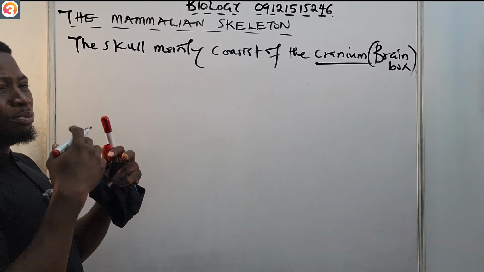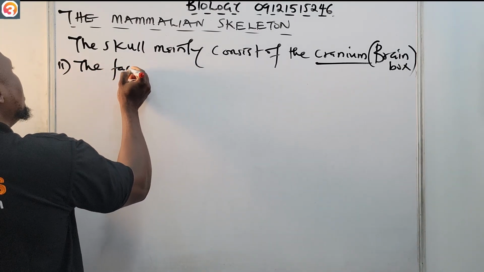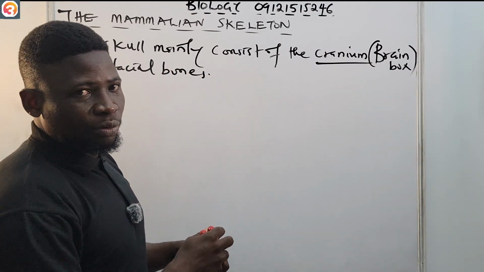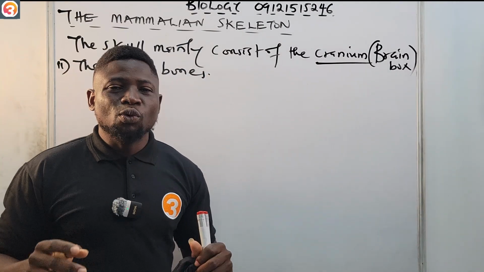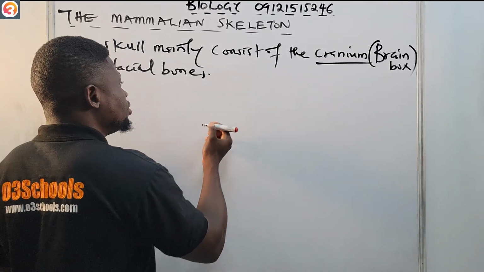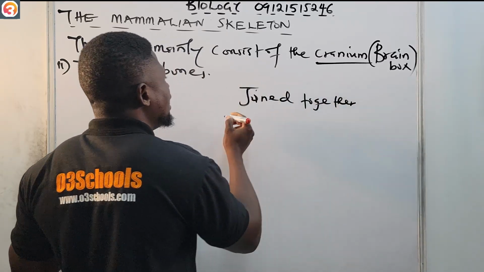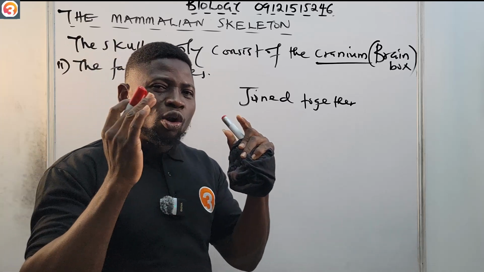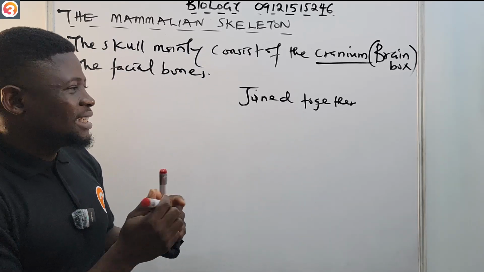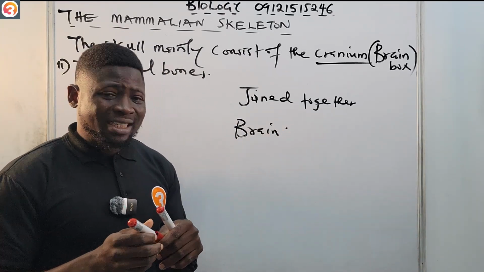This skull also has the facial bones. So the skull mainly consists of the cranium, which is the brain box, and 2, the facial bones. Now, it is important to know that the skull is made up of different types of bones that are joined together. And the bones on the skull are connected and responsible for protecting the internal organ, which is the brain.